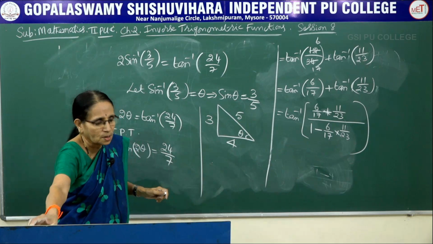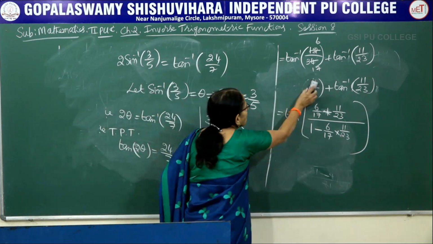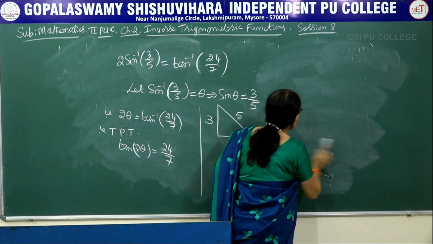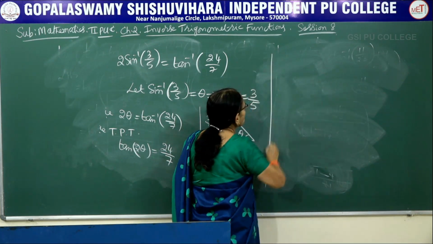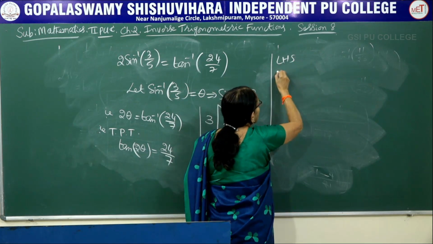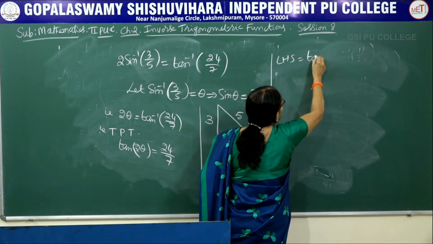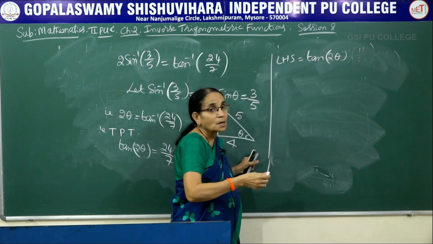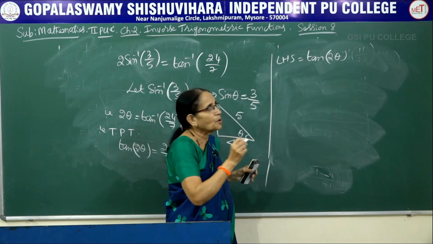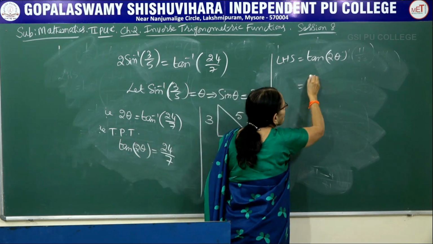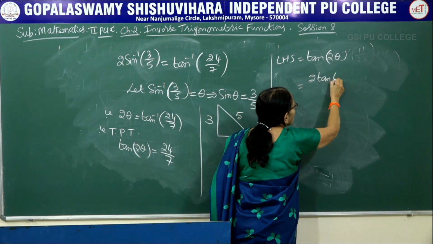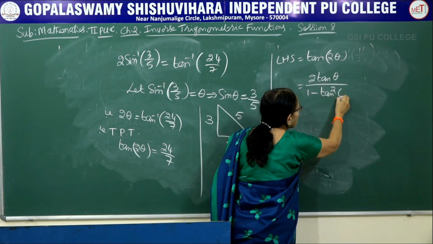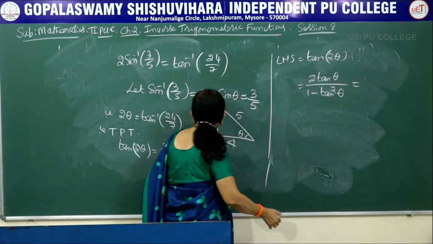Now let me start with the left hand side. It is tan of 2 theta. Now again we go back to first PUC, where we have learnt the multiple angle formula. Tan of 2 theta is equal to 2 tan theta divided by 1 minus tan square theta.